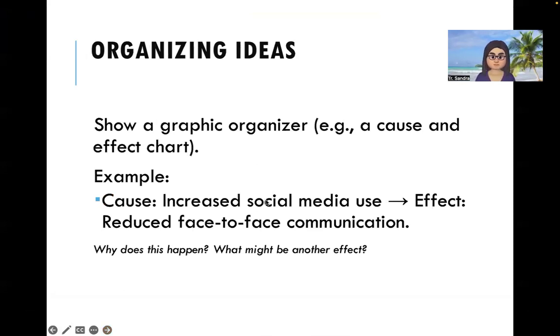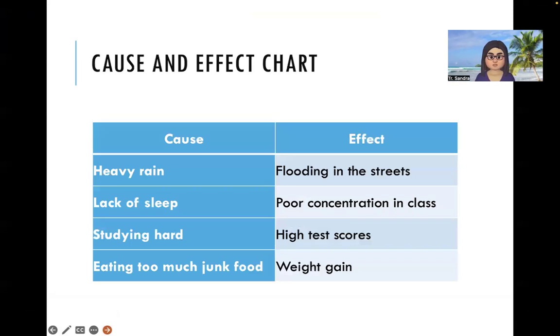The cause will be increased social media use. The effect will be reduced face-to-face communication. So why did this happen and what might be another effect? Later, I will let you talk about this one. So in order to make it clear, we are going to have a look at cause and effect charts. These are the causes and these are the effects.